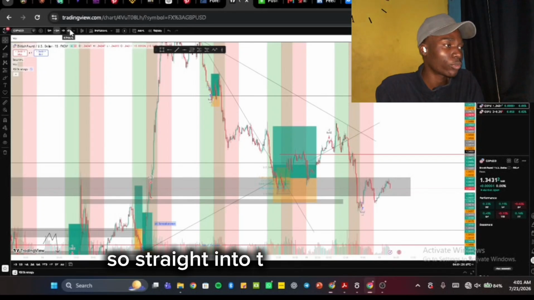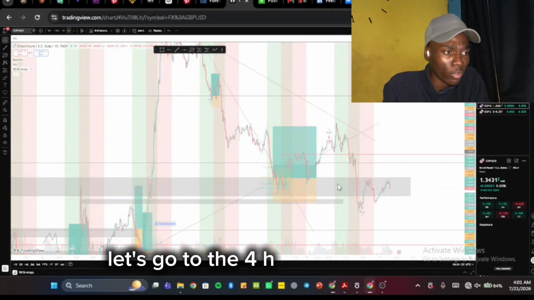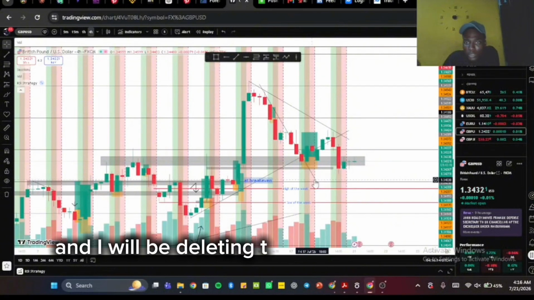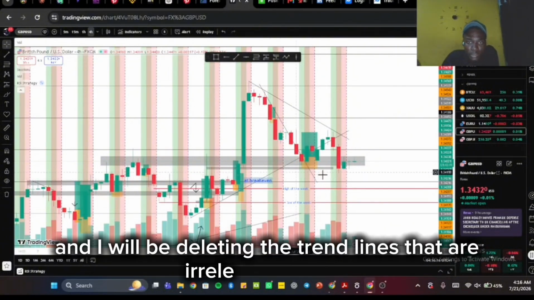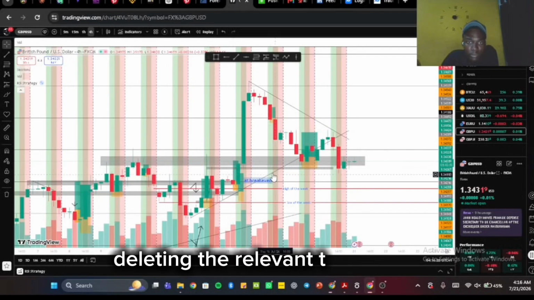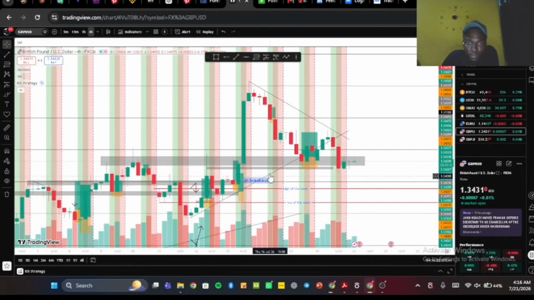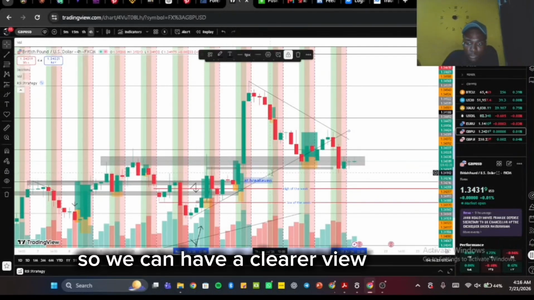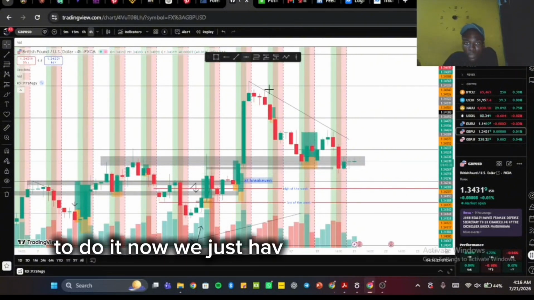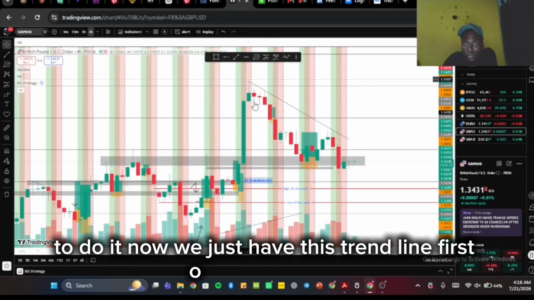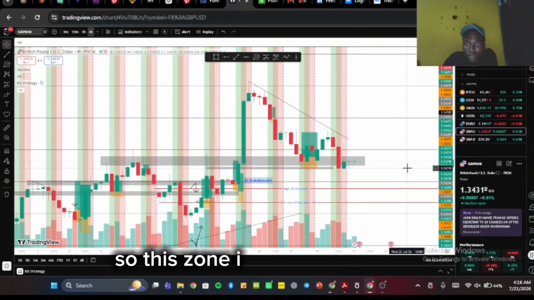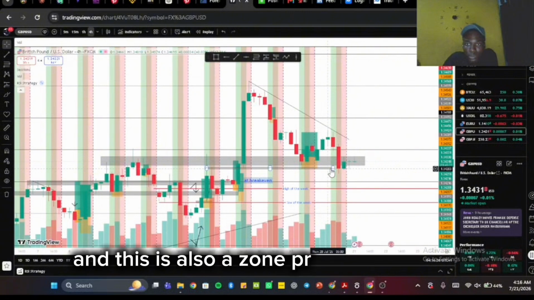So straight into this week's outlook. Let's go to the 4 hour time frame. This is the 4 hour time frame, and I will be deleting the trend lines that are irrelevant for now, so we can have a clearer view of things. Now we just have this trend line, first or second touch around here. So this zone is a very valid zone, and this is also the zone price is respecting.